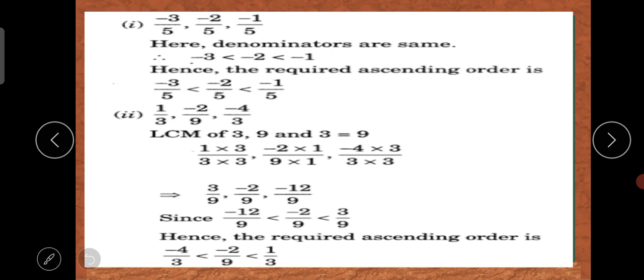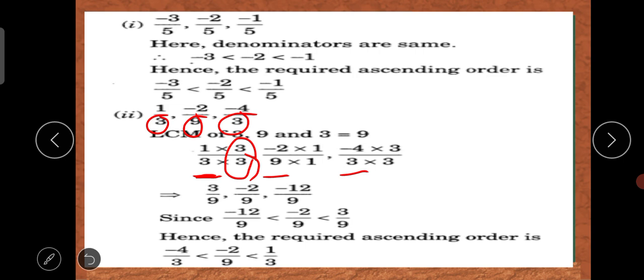Now how to do cross multiply, see here. Here 3 is given, 9 is given and 3 is given. Without changing, we will keep that 9 as it is. Wherever a number needs to change, we can multiply this 3 by 3. Now 1 upon 3 is written first, then 2 upon 9 and minus 4 upon 3. So here the first 3 will be converted into 9 when it is multiplied by 3.